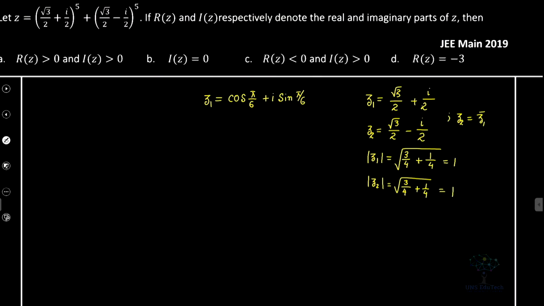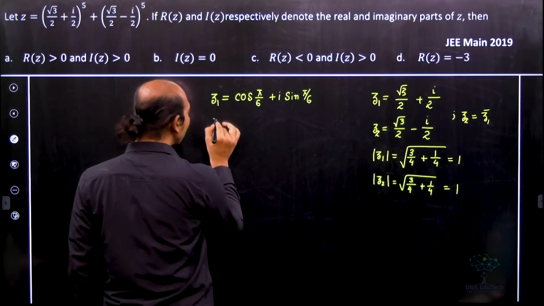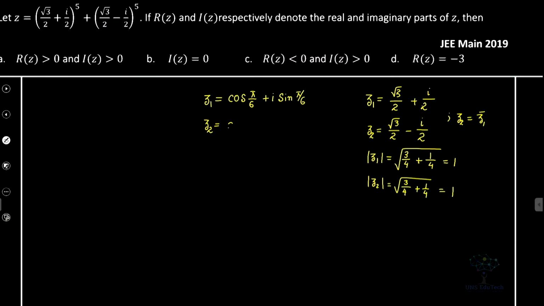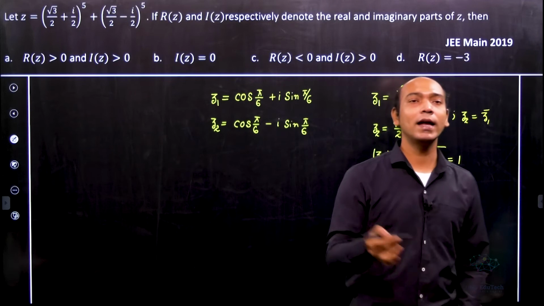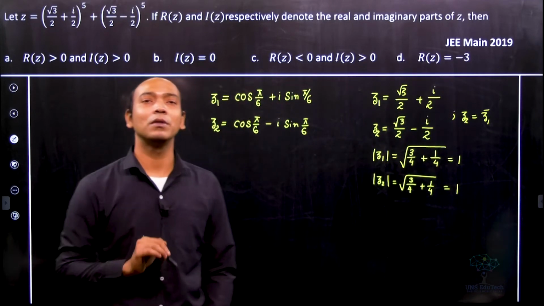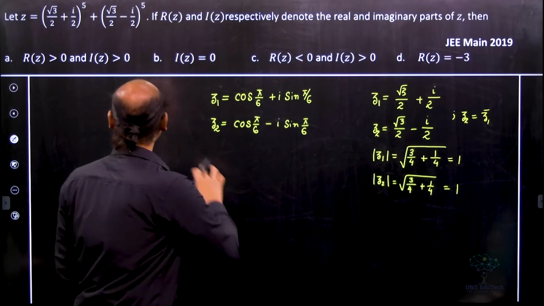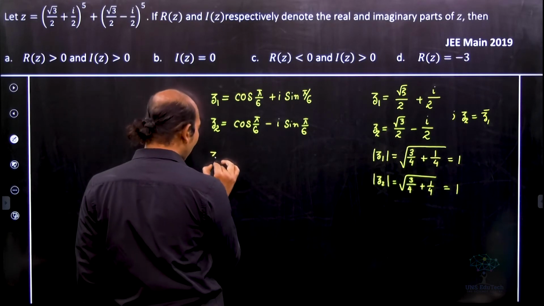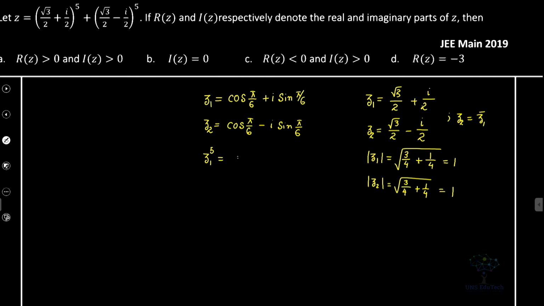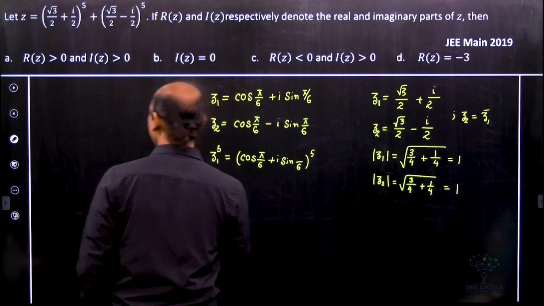And by observation, we can find that z2 is z1 bar, so they are complex conjugates of each other. Therefore, z2 can be written as cos pi by 6 minus i sin pi by 6. So that's my z1, and we have z2 now. Now my problem is mostly solved. So let us calculate z1 to the power 5. z1 to the power 5 is cos pi by 6 plus i sin pi by 6 whole to the power 5. Here this should be pi, so let's consider it as pi.